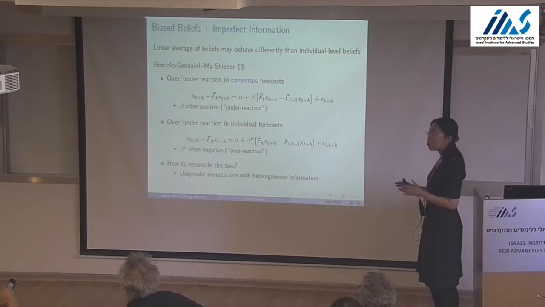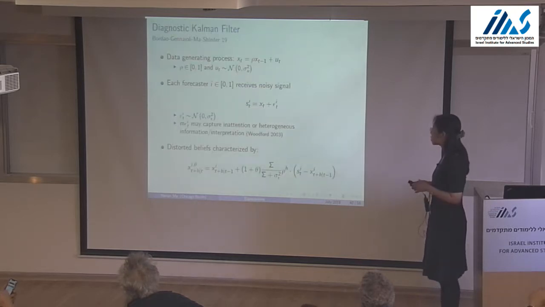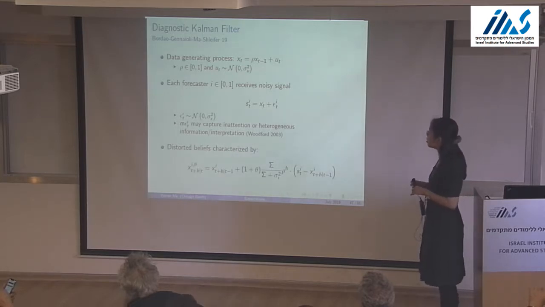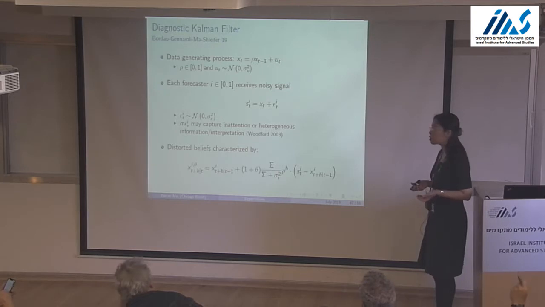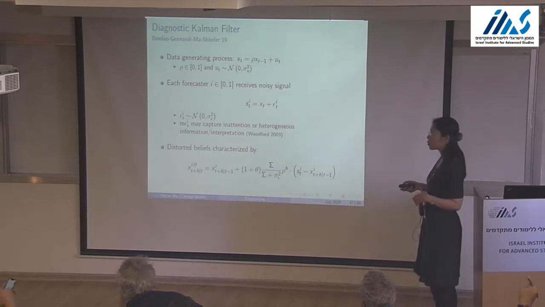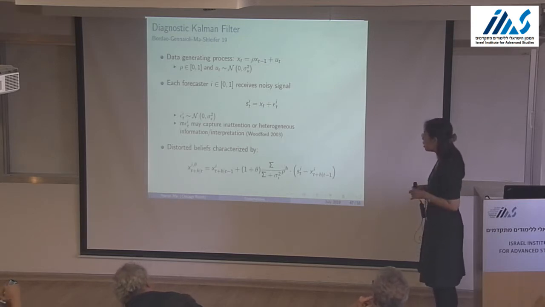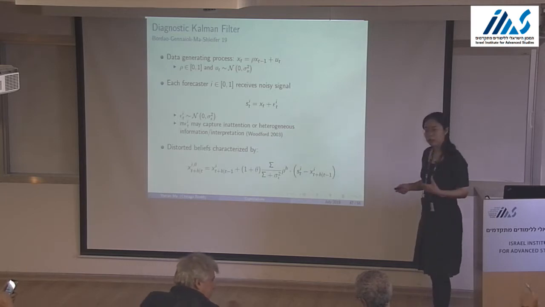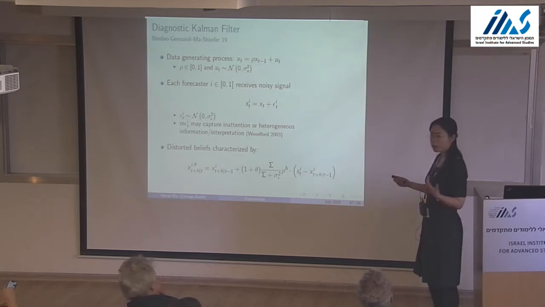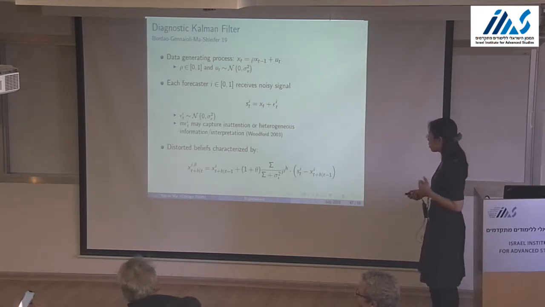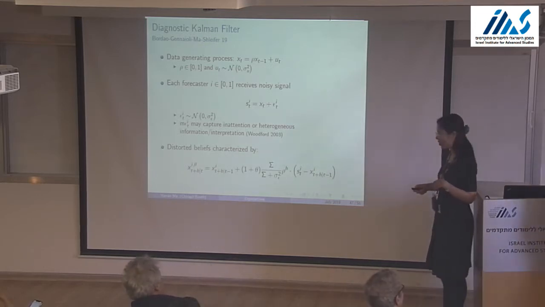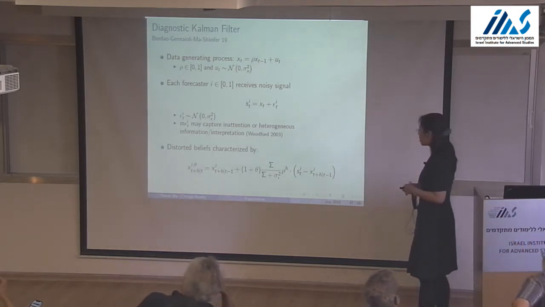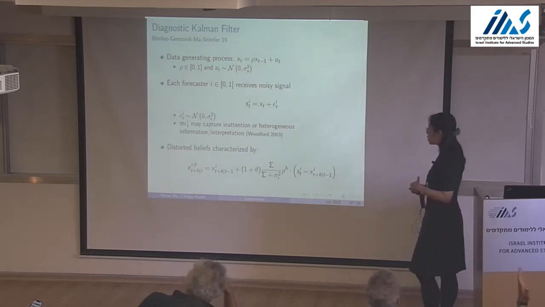So here I will just show one framework for thinking about the coexistence of biased beliefs with imperfect information, building off of the simple diagnostic expectations that we discussed in the first lecture. Suppose that the data generating process is, again, very simple. It's an AR1 process, but each forecaster receives a noisy signal of the fundamental. It doesn't have to be literally that people see different things. It could be that people have different interpretations of the same thing. So this component may capture either imperfect attention to the information, or truly different information, or just different interpretation of the same information. And then in this case, you can do the updating exercise à la a Kalman filter.